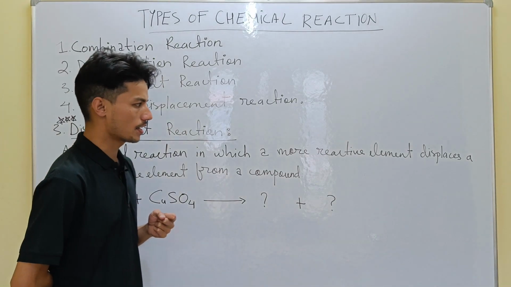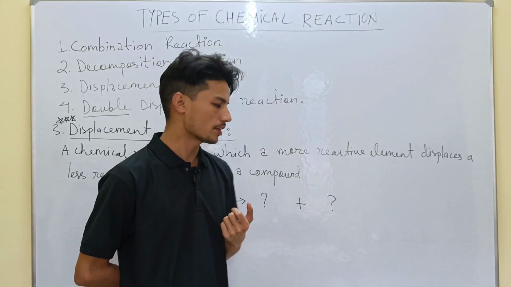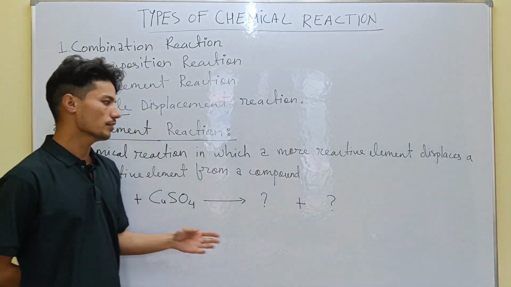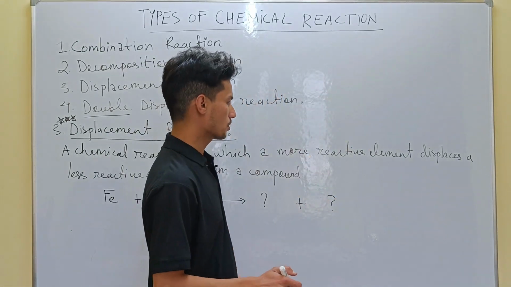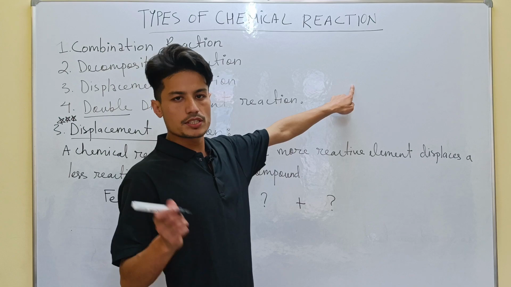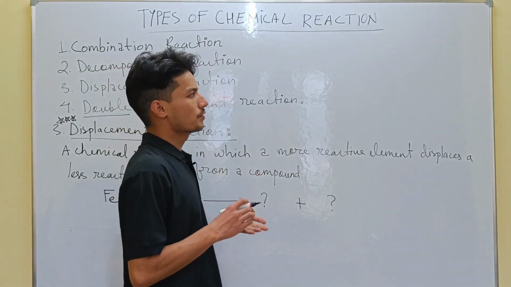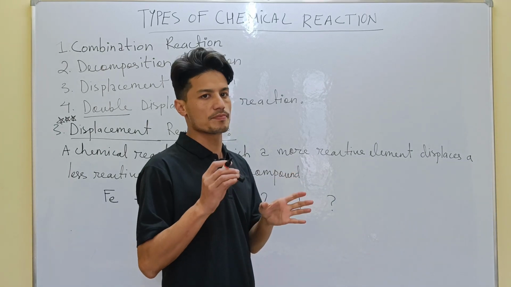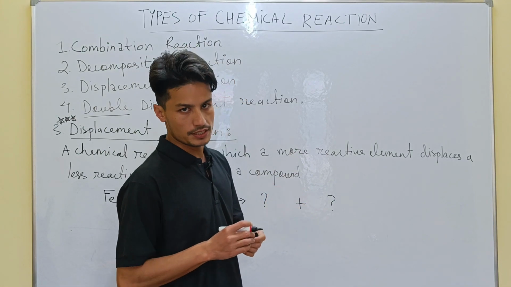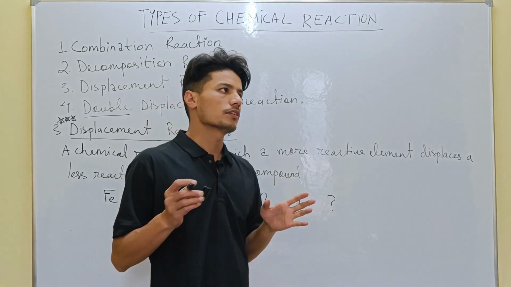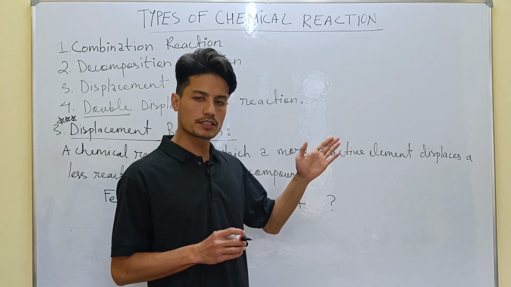Now you may ask, well sir, how do we know that iron is more reactive than copper? That's a good question. Then I have to tell you about something which is called the reactivity series. It is there in your textbook. The reactivity series is an arrangement of metals based on their reactivity. So you have to know the reactivity series.